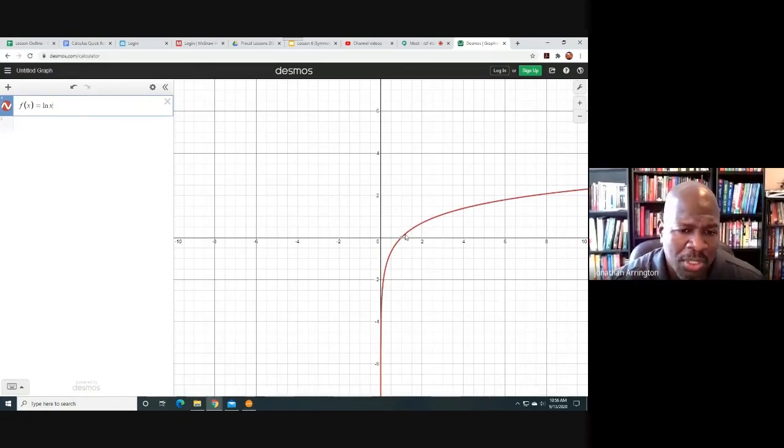Think about rotating this 180 degrees. If you rotate this 180 degrees, would it look exactly the same? Hopefully your answer is no. It would not look exactly the same if rotated 180 degrees. So this is neither odd nor even. Again, some functions are going to be neither.